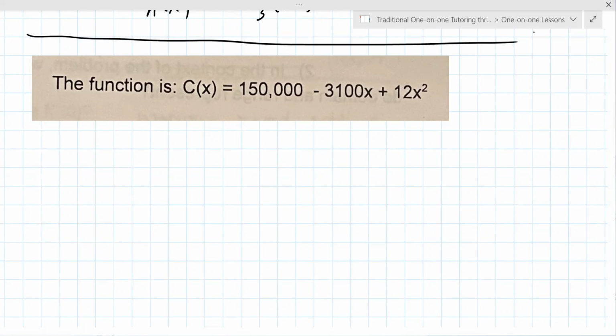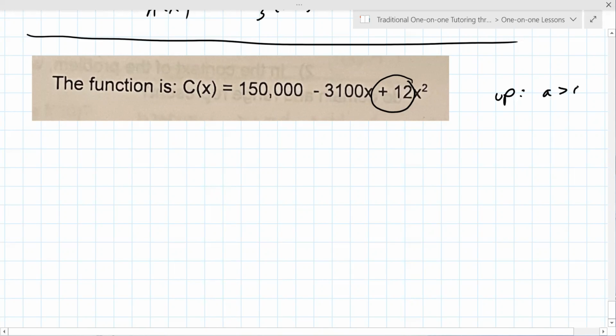Now, this is the first one where the graph actually opens up instead of down. And it's because of this right here. Why does this one open up instead of down? Because of the plus 12. Yeah, a is greater than 0.